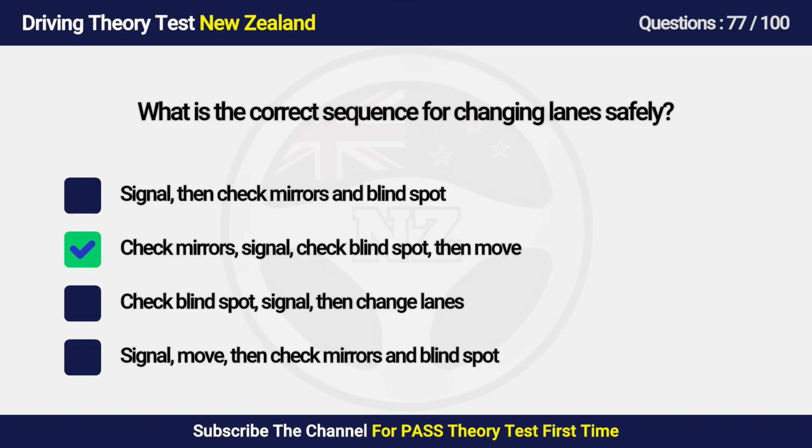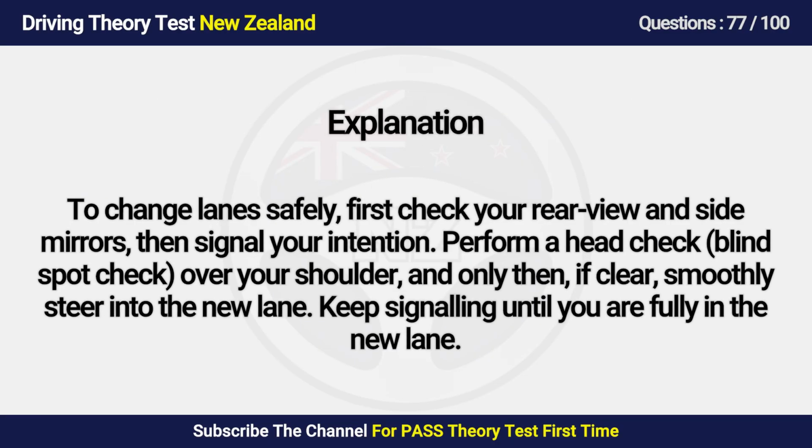Answer is B. Check mirrors, signal, check blind spot, then move. To change lanes safely, first check your inside mirrors, then signal your intention. Perform a head check, a blind spot check over your shoulder, and only then, if clear, smoothly steer into the new lane. Keep signaling until you are fully in the new lane.